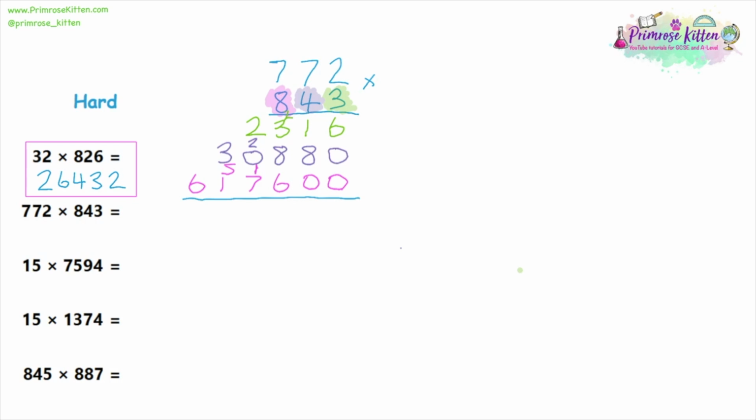Now we just need to add up our 3 answers, so 6 plus 0 plus 0 is 6. 1 plus 8 is 9, plus 0 is 9. 3 plus 8 is 11, plus 6 is 17, carry the 1. 2 plus 0 is 2. 2 plus 7 is 9, plus the 1 we carried is 10, carry the 1. 3 plus 1 is 4, plus the 1 we carried is a 5, and then we have a 6 left over at the end. That gives us a final answer of 650,796.